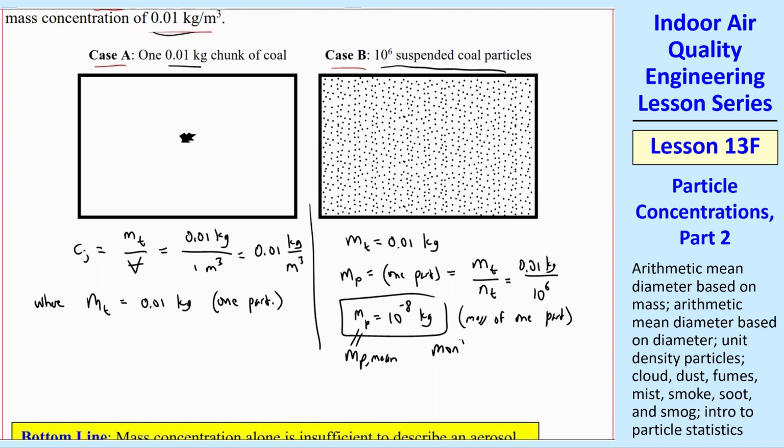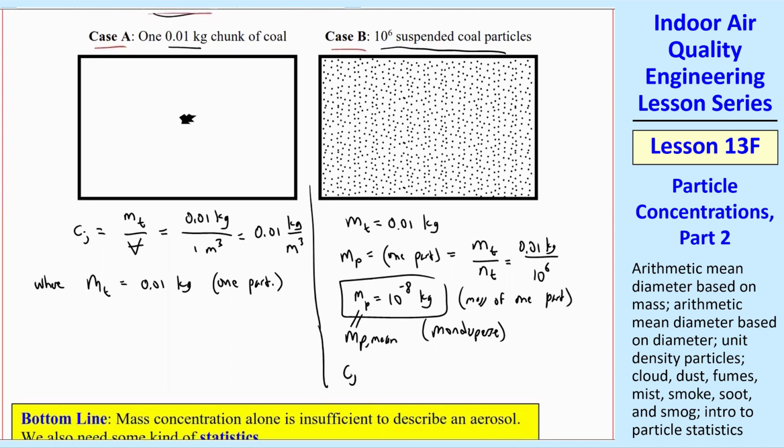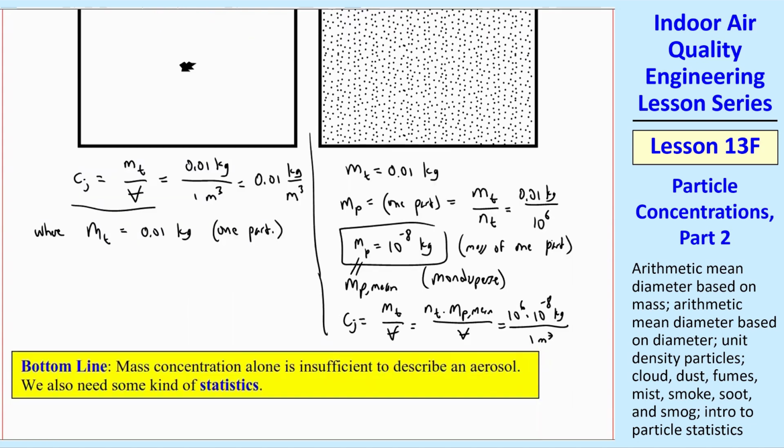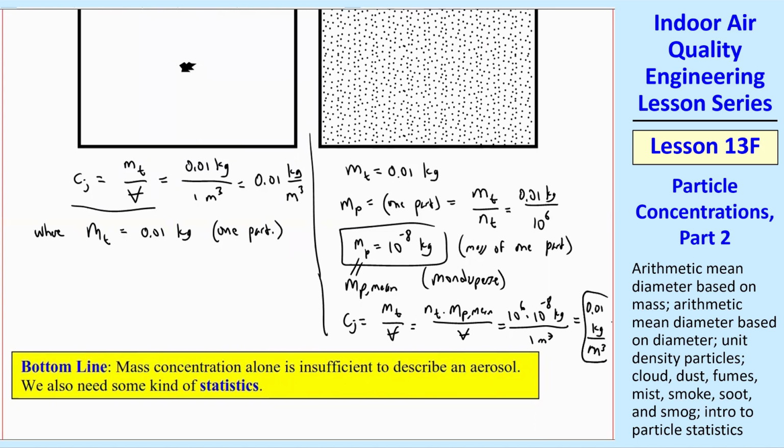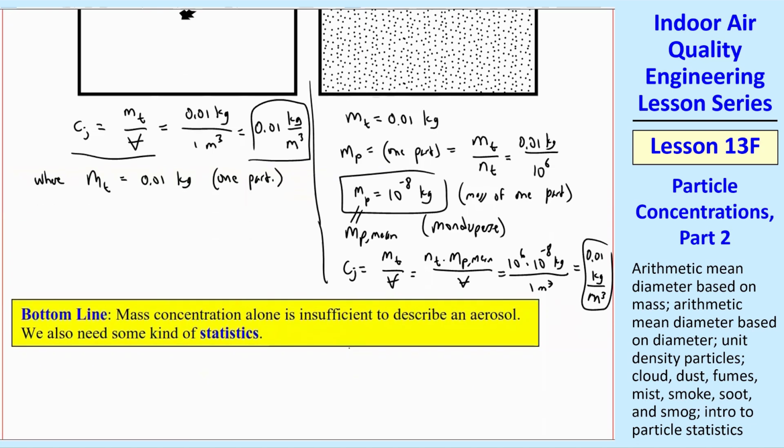This is a monodisperse aerosol. And then C_j, using the same formula we had up here, M_T over V, gives us N_T times M_P mean over V. So this would be 10 to the 6th number of particles times 10 to the minus 8th kilogram. That's the mass per particle over 1 cubic meter. And that gives us, again, 0.01 kilogram per meter cubed, which is the same. In this case, here we have the same C_j, but vastly different conditions.